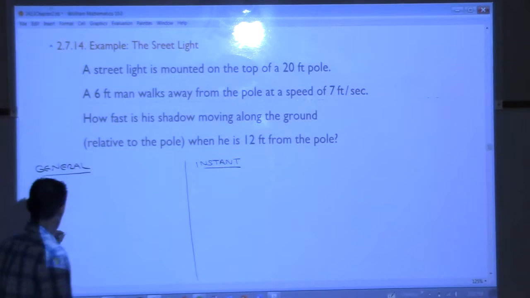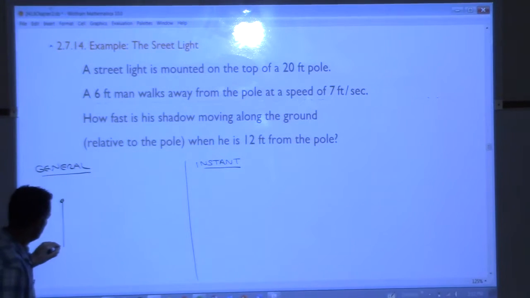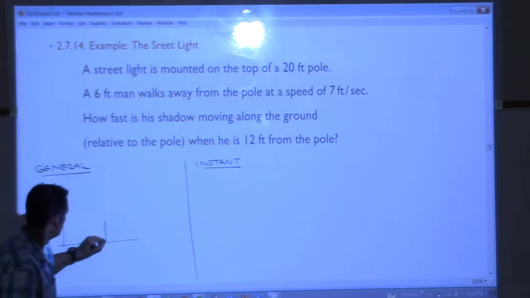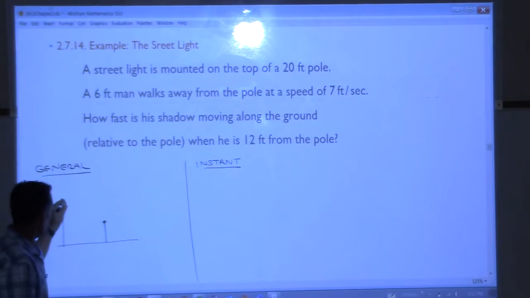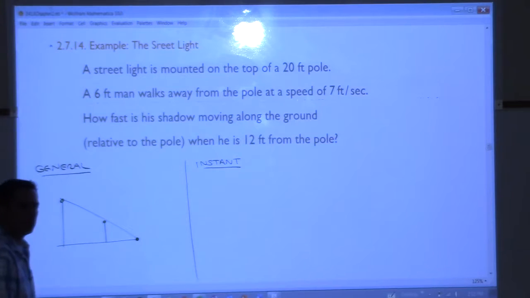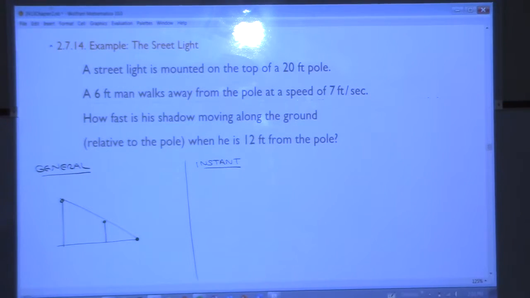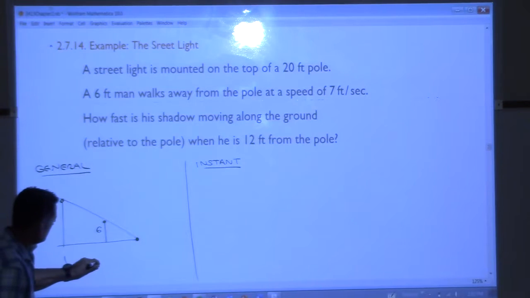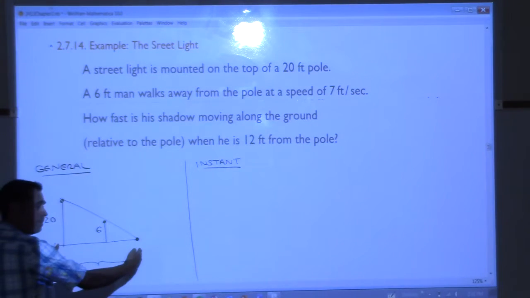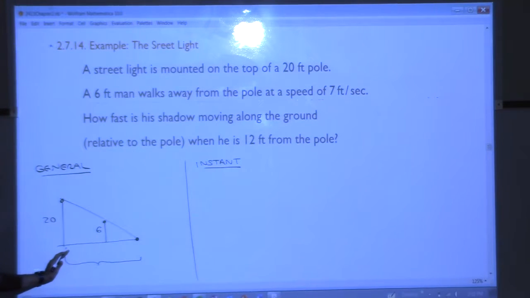Okay, in my general picture, I have a pole with a light. I have a man that's 6 foot tall. And I have a shadow that hits at that point. So I'm simplifying my picture: pole, man, shadow, tip of the shadow, yes? In the general picture, does the pole's length change? No. Does the man's height change? No. Does the distance from the pole to the tip of the shadow change? Yes.